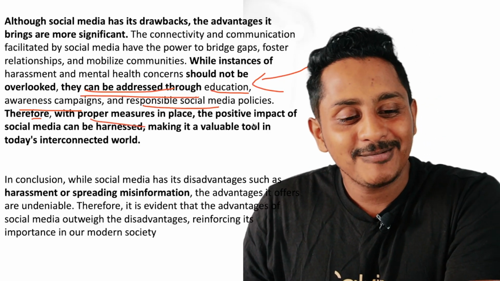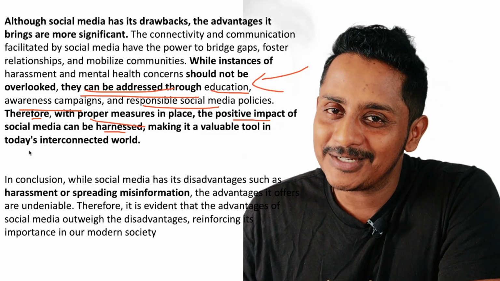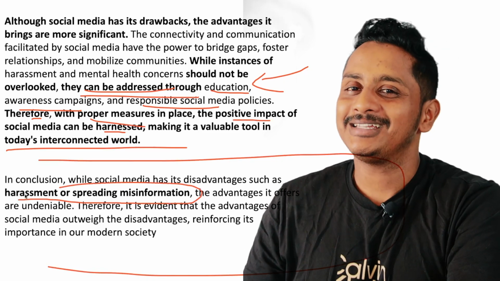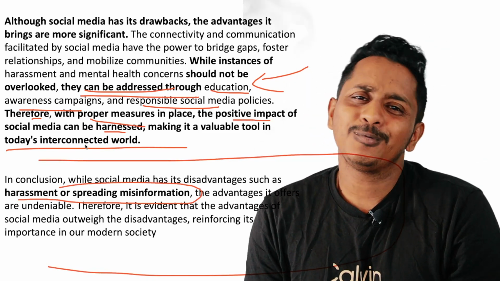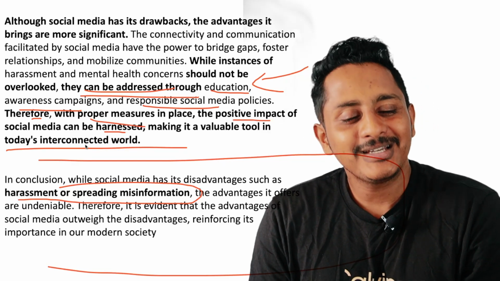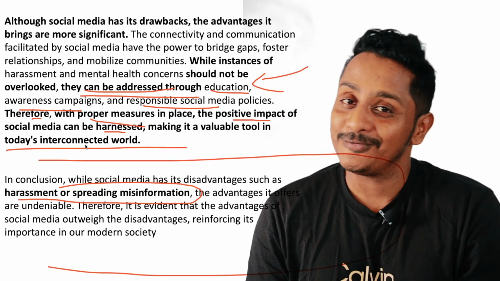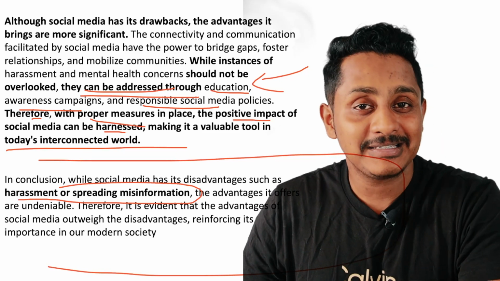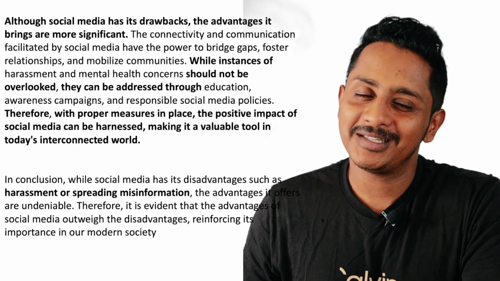Therefore, with proper measures in place, the positive impact can be harnessed, making it a valuable tool in today's interconnected world. Done and dusted, essay over. Here is just one line you need to write. In conclusion, while social media has its disadvantages such as online bullying, cyberbullying and harassment, the advantages it offers are undeniable. Therefore, it is evident that the advantages of social media outweigh the disadvantages, reinforcing its importance in modern society. It is actually as simple as this. Hopefully, the template helps. Hope you are understanding.